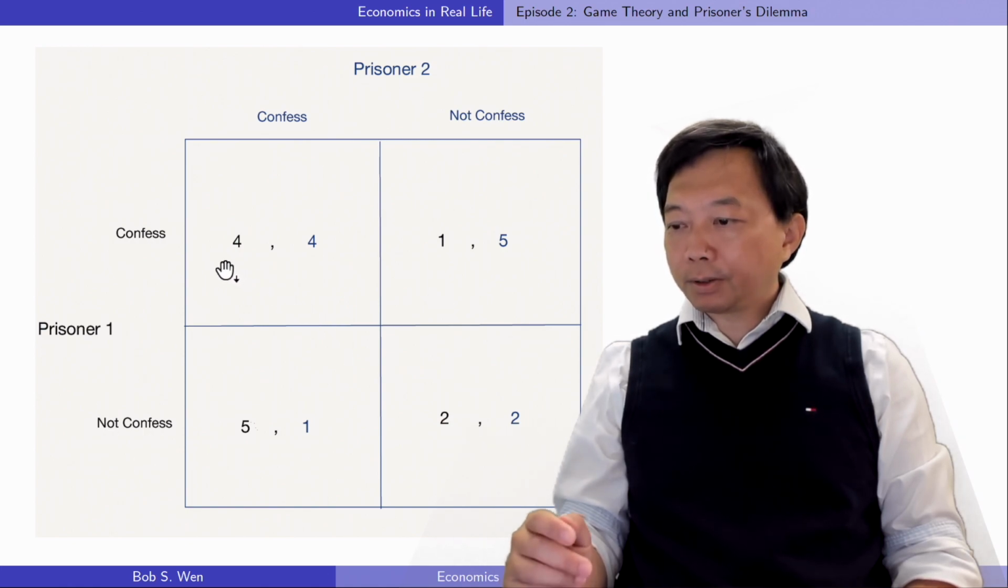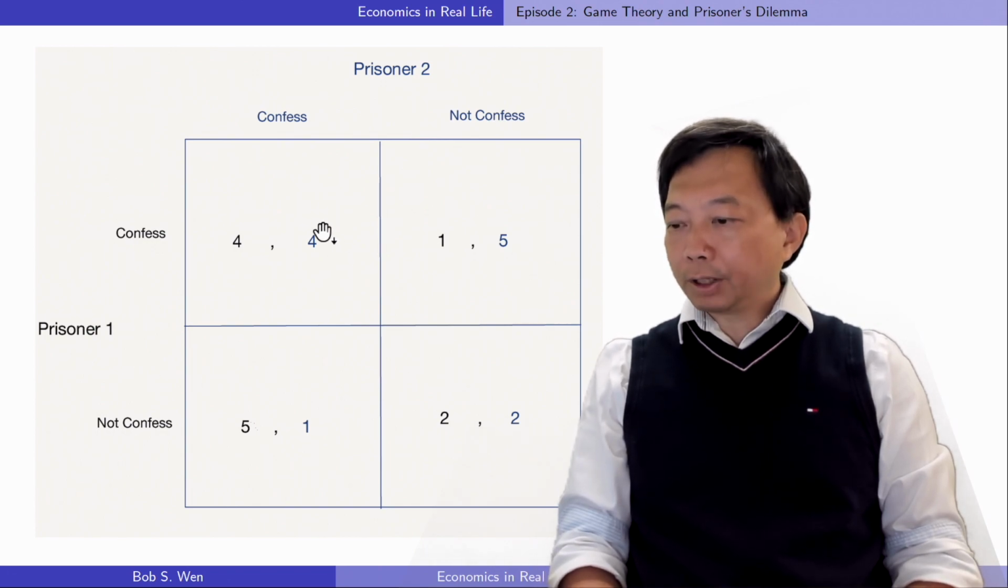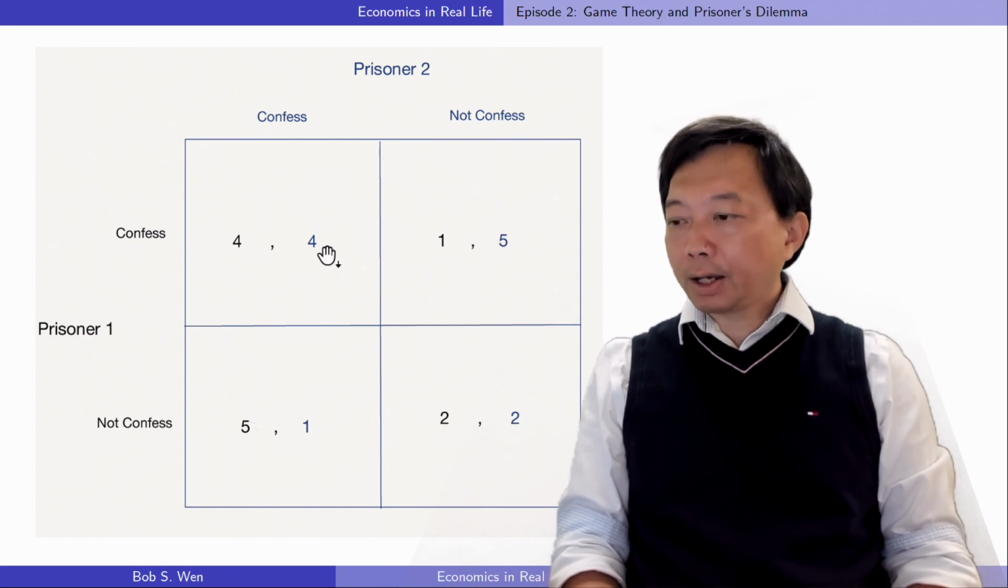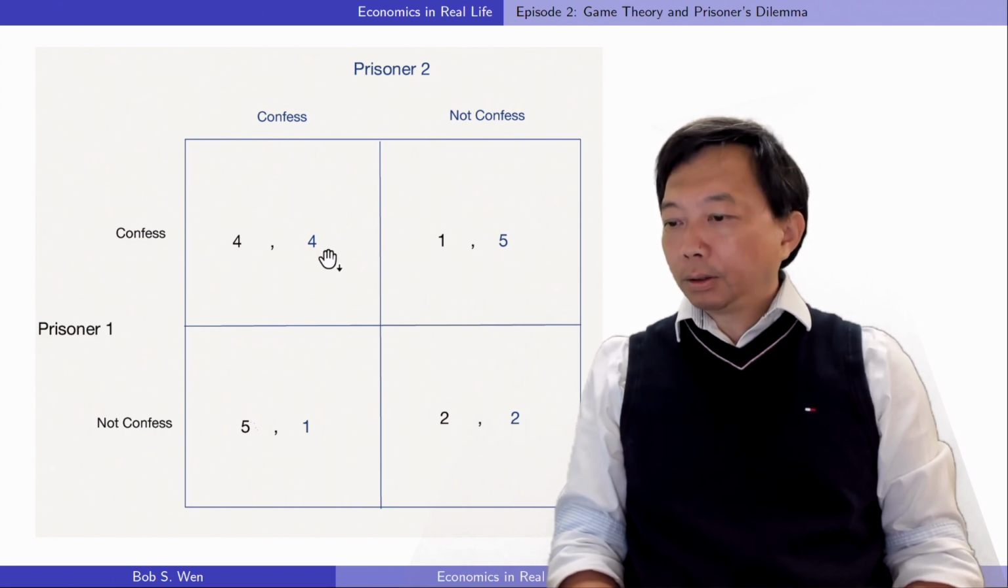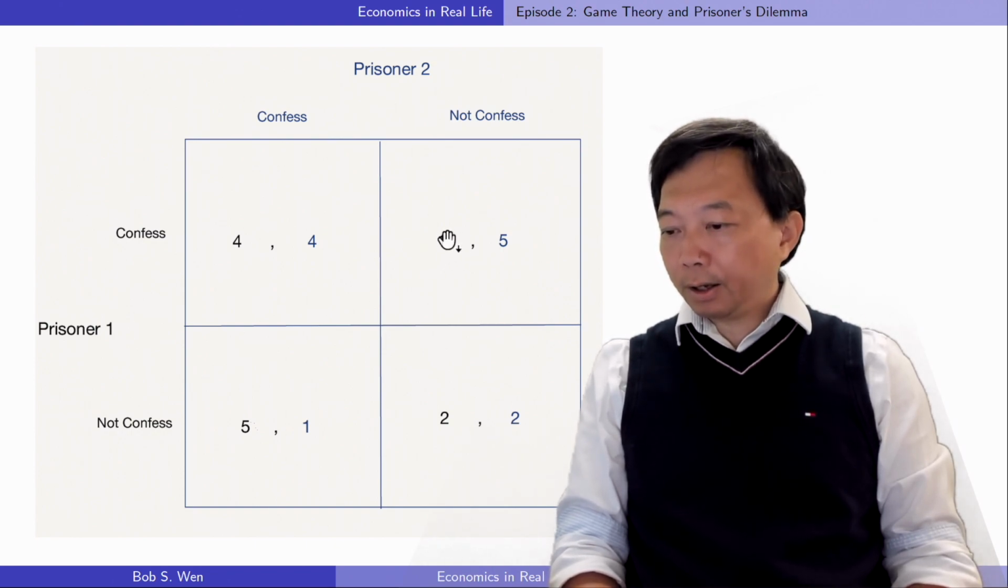The first number is the sentence of the first suspect, and the second number is the sentence of the second suspect. The numbers in the upper left cell indicate that if both suspects confess, the first suspect will be sentenced to 4 years, and the second suspect will also be sentenced to 4 years. The upper right cell indicates that if the first suspect confesses and the second suspect does not, the first suspect will be sentenced to 1 year and the second suspect will be sentenced to 5 years.